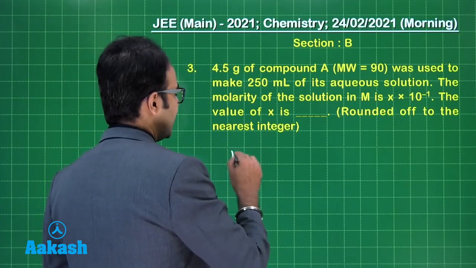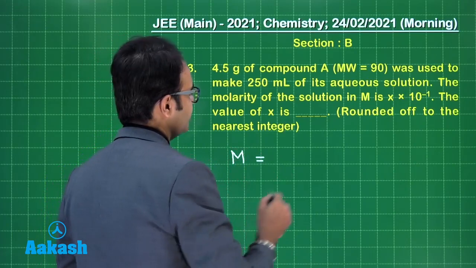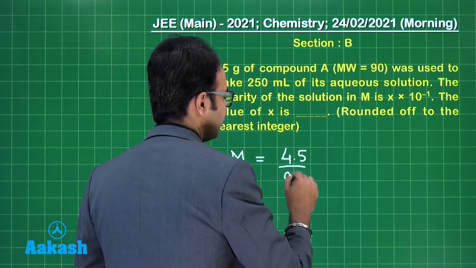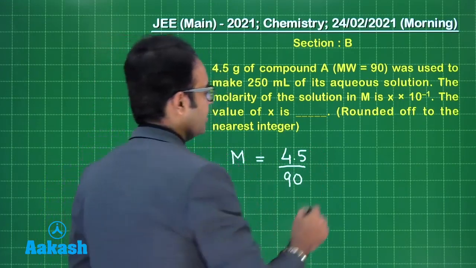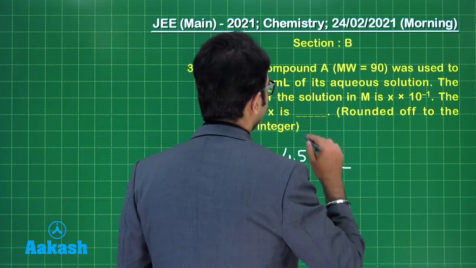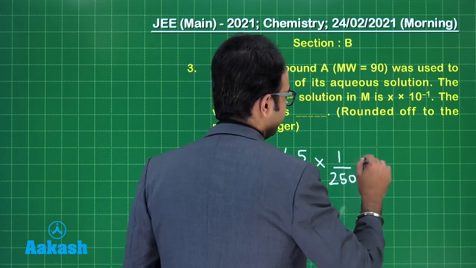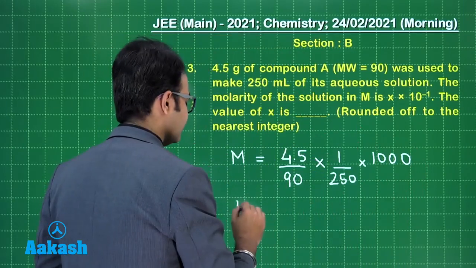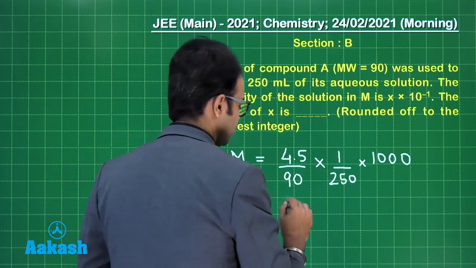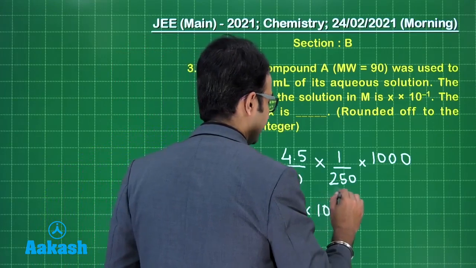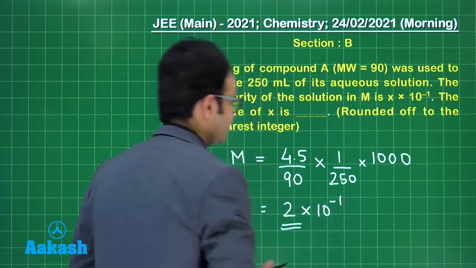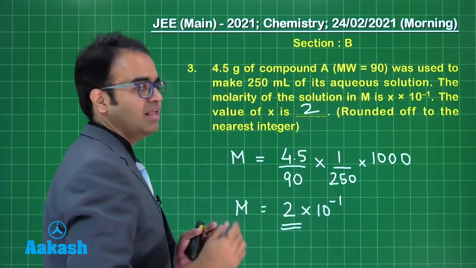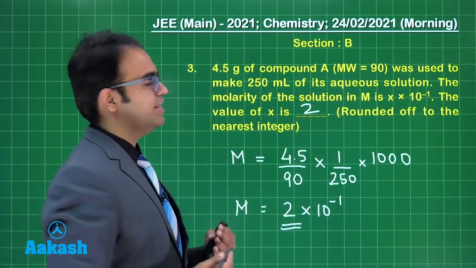So the formula for molarity says molarity is mass of the solute divided by the molar mass of the solute, into 1 upon the volume in ml multiplied by 1000. As I solve this, this will give me a value of 2 into 10 to the power minus 1. So the value of x over here is 2. That's your final answer. Let us look at the next question.